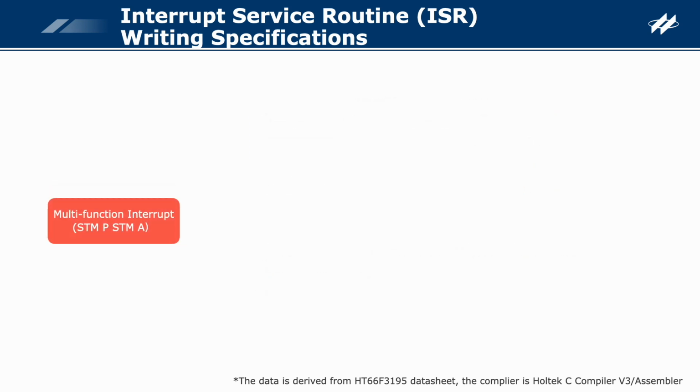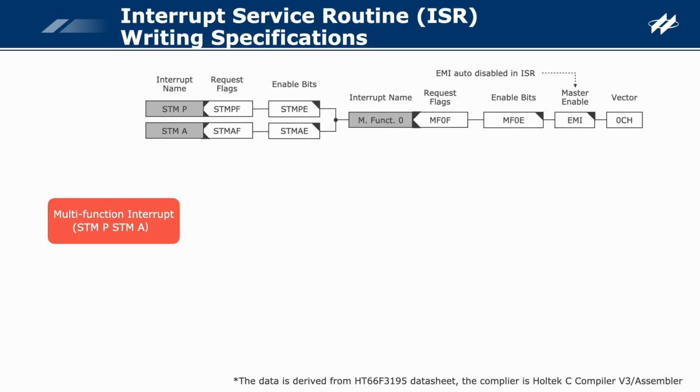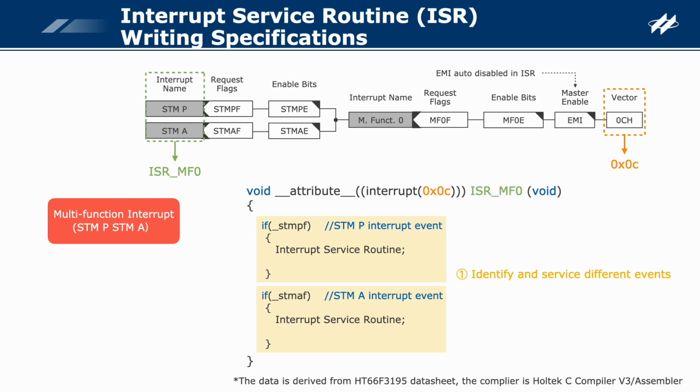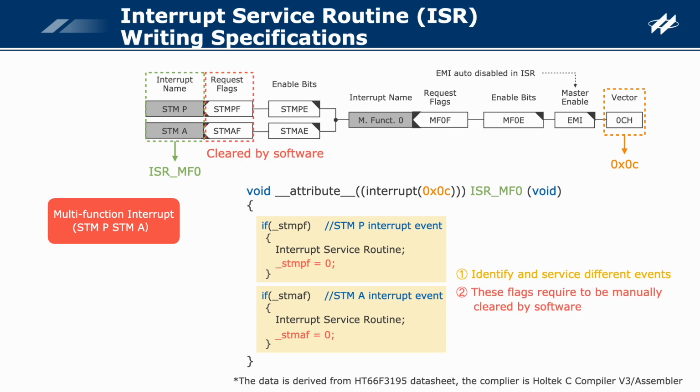Let's take a look at another example of a multifunction interrupt routine. Take the timer module STMP and STMA interrupt events of the HT66F3195 as an example. Define the interrupt service routine name. Use the lookup table to obtain the interrupt address. The multifunction interrupt routine includes several interrupt events. It is necessary to identify the corresponding interrupt request flag using the program, and then service and process the corresponding interrupt event. At the same time, these flags need to be manually cleared by software.